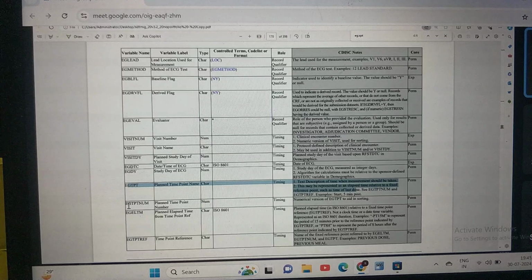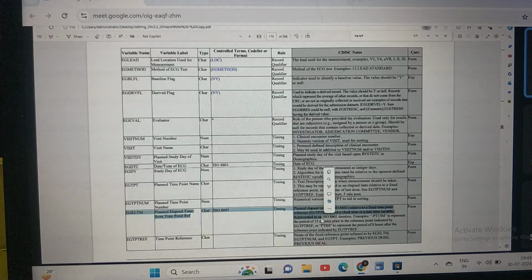And then it's EGTPTNUM. Each and every TPT num will have one numeric number, like visit num. So this is the TPT num. The elapsed time is nothing but, based on your TPT, we can create an elapsed time point: the post-dose time point minus the pre-dose time point, and then the corresponding values, 15 minutes, 1 hour, 2 hours, 1 day, 1 week, 2 weeks. It depends on the elapsed time.